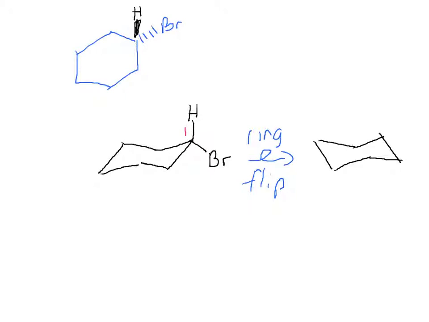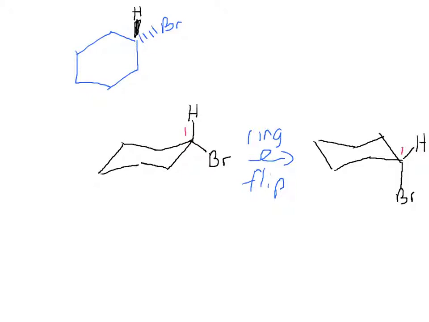And the bromine, did any bonds get broken when we did this ring flip? No. So is the bromine still going to be on the same side of the ring? It still has to be down, right? The problem is, now that I draw in the bonds for this position, is the bromine axial or equatorial? Axial. It has to be axial, because it has to be on the bottom part of the ring. All right, so that's how we do a ring flip.